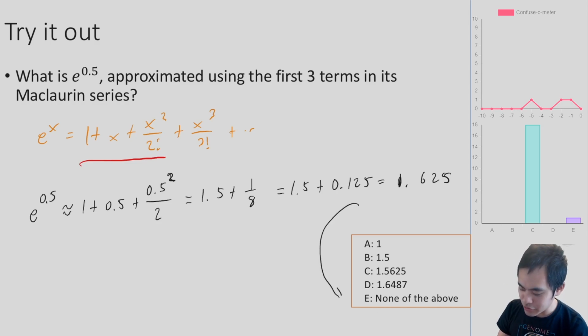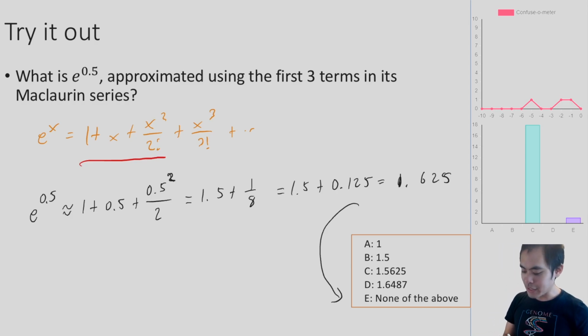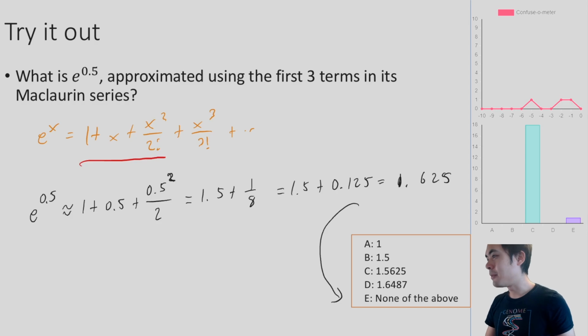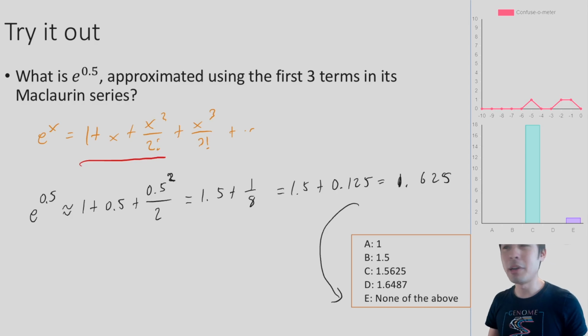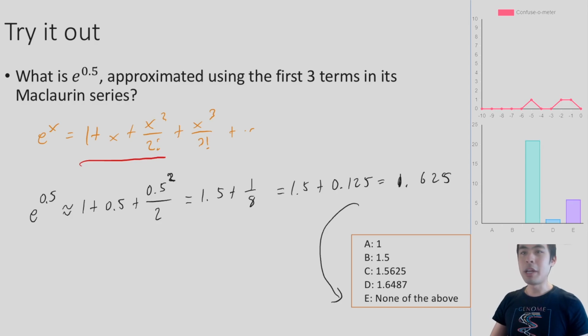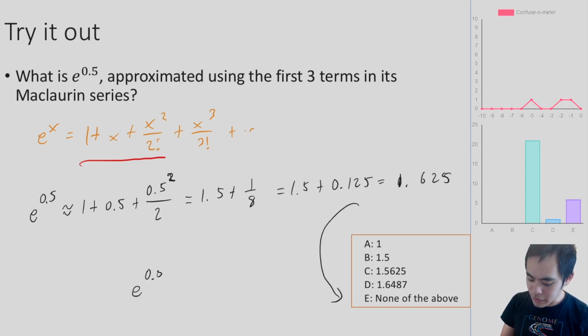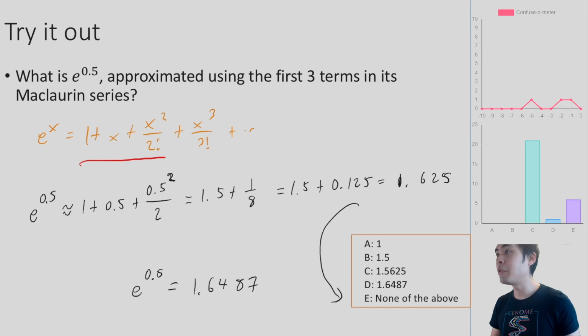So the answer is actually E, none of the above, because I made a mistake in computation. It is actually 1.625. What I did is I accidentally divided by 4 instead of dividing by 2, which would give C. But importantly, e to the 0.5 is actually equal to 1.6487. So this approximation is actually pretty close, even though we've only taken 3 terms.